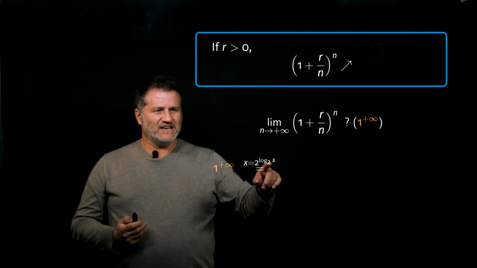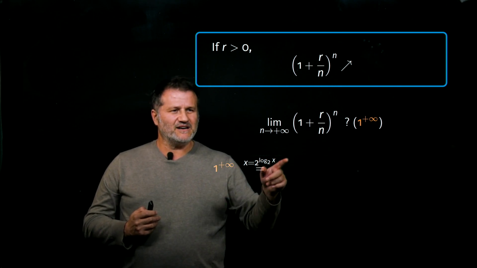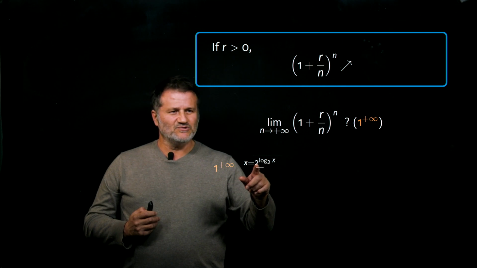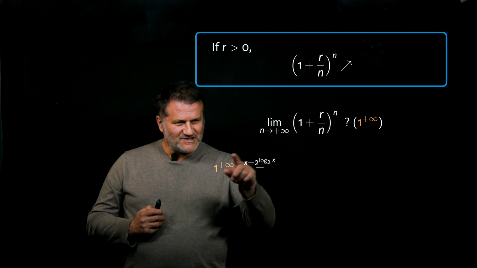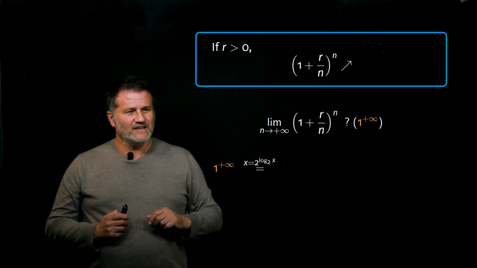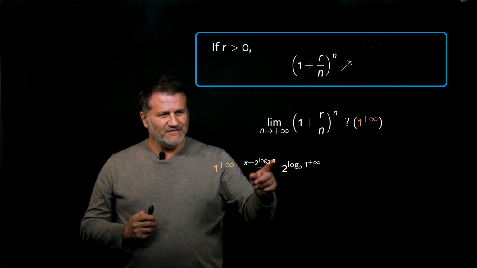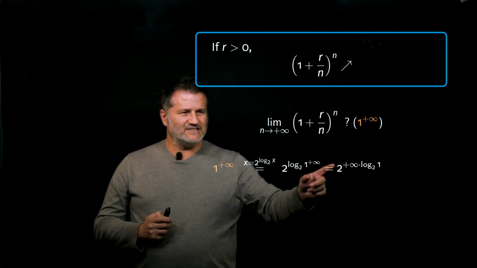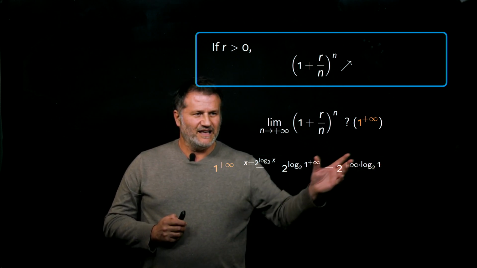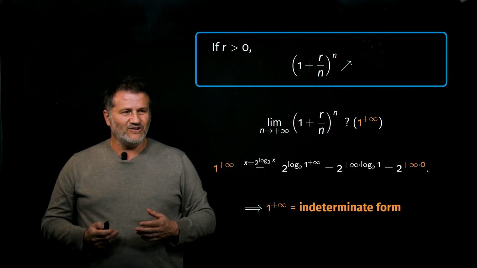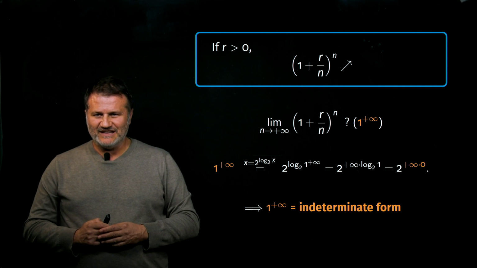Remember that exponential and log are the inverse function of each other, so we have this remarkable identity, x equal 2 to the power log base 2 of x. We use this identity with this quantity, 1 to plus infinity. So we get this, and then we bring the exponent down in front of the logarithm. So we end up with 2 to the exponent plus infinity times log base 2 of 1. And since log base 2 of 1 is 0, we realize that here there is an indeterminate form, infinity times 0.